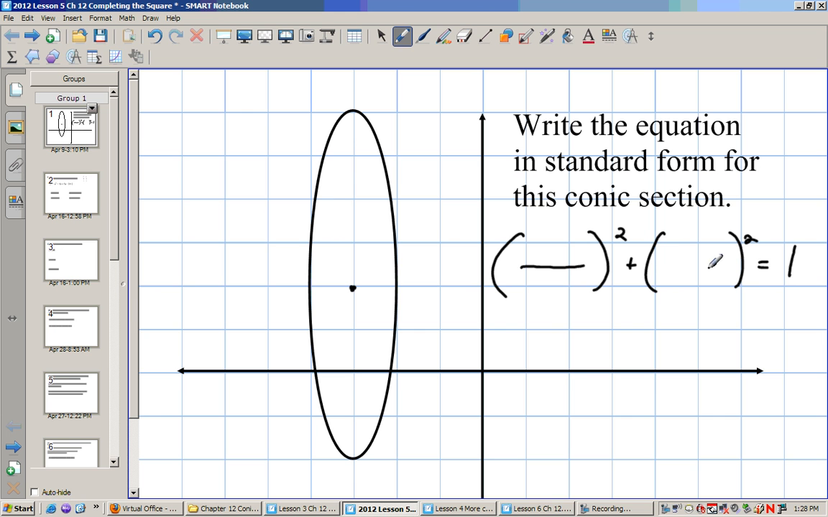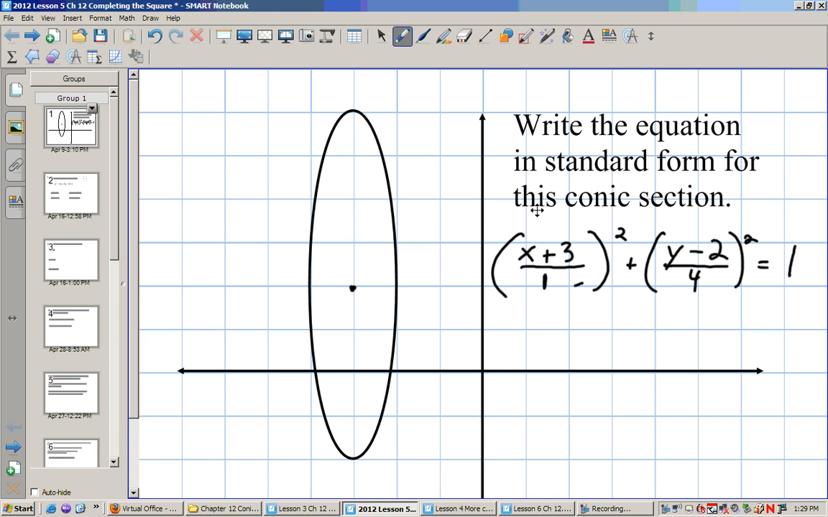Now the denominators on each of these, well, first of all, let's say that this is x and this is y. The denominators are how far of a stretch it is. In the x direction it only goes 1, and in the y direction it goes 1, 2, 3, 4. So we have a 1 there and a 4 there. Now I want to move my graph to the left 3, so that's x plus 3. I also want to move it up 2, so that's minus 2.